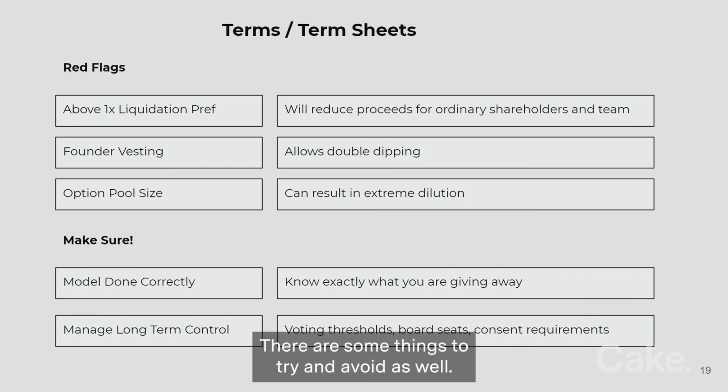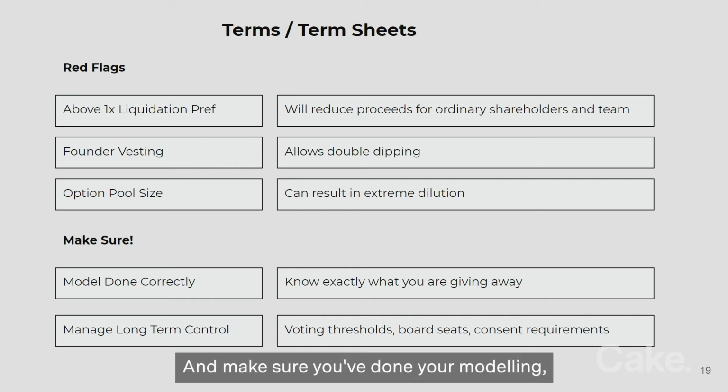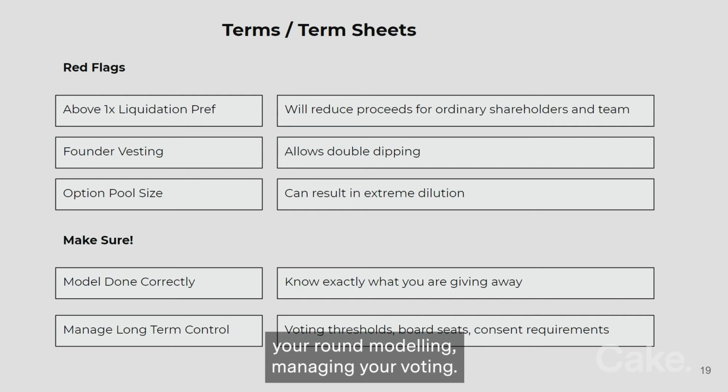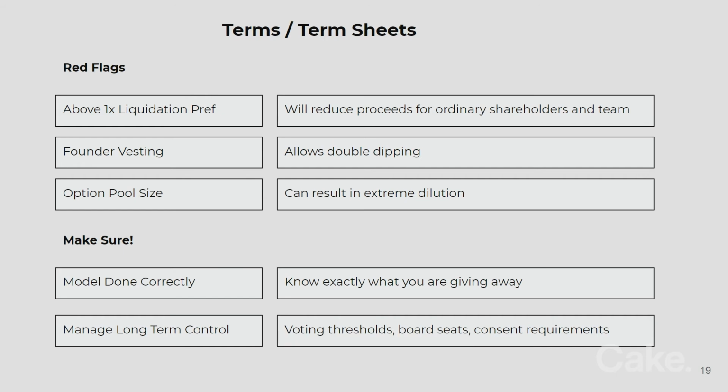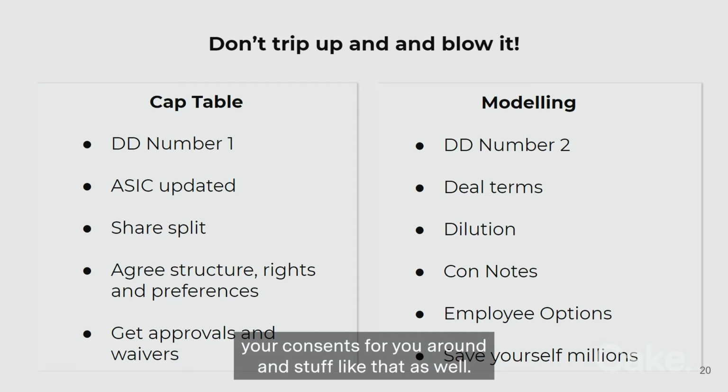There are some things to try and avoid as well. Liquidation preferences with multiples are really going to hurt you. Sometimes founder vesting can be tricky. And make sure you've done your round modeling, managing your voting. So make sure you've always got a board seat. Make sure you've done your consents for your round and stuff like that as well.